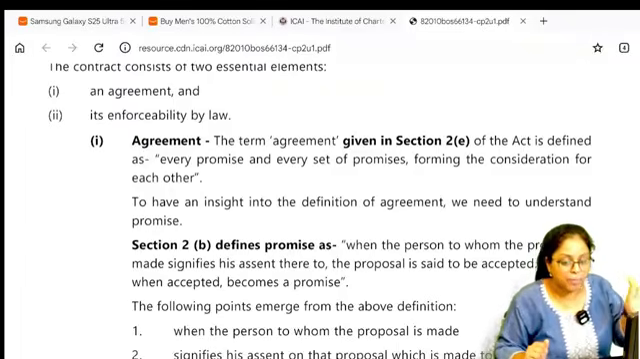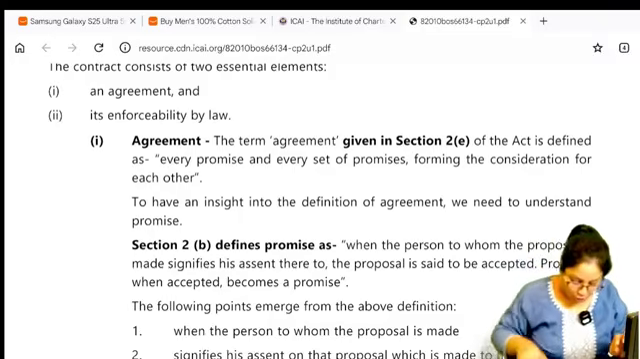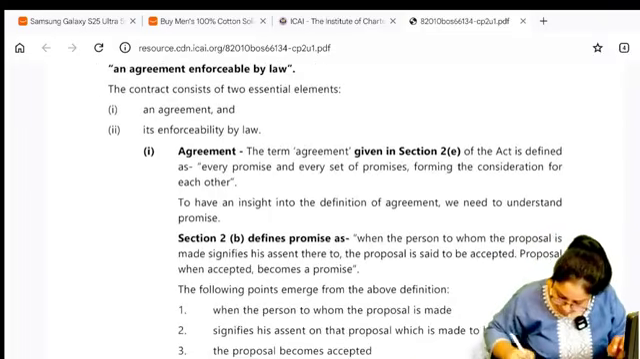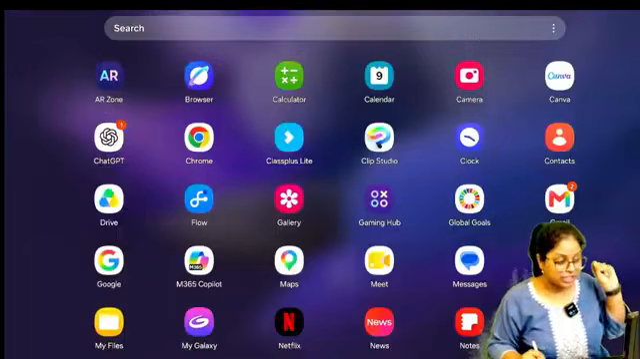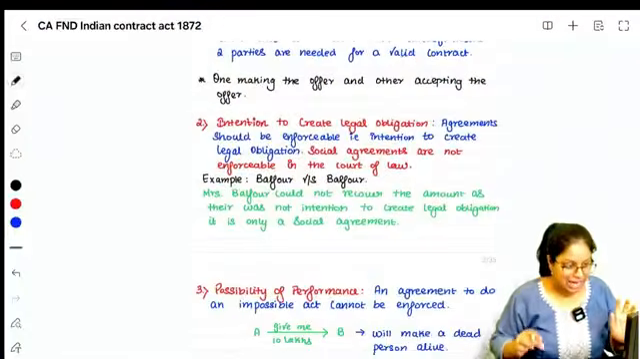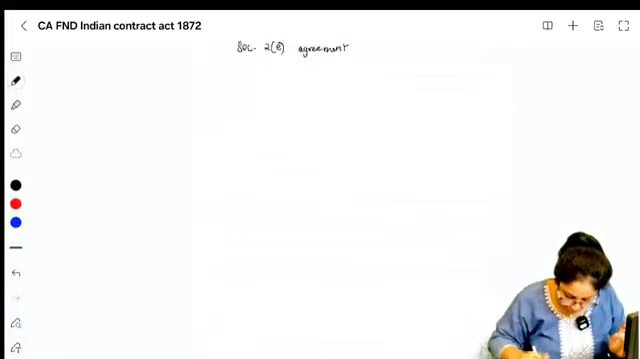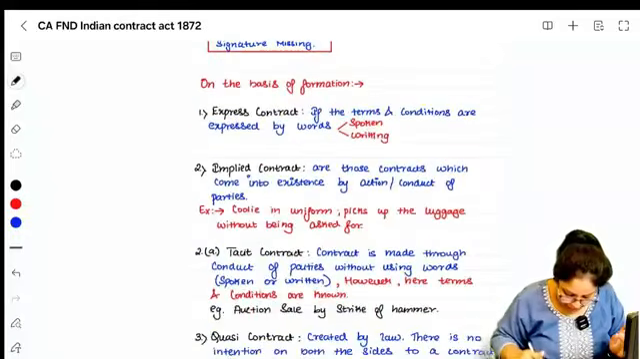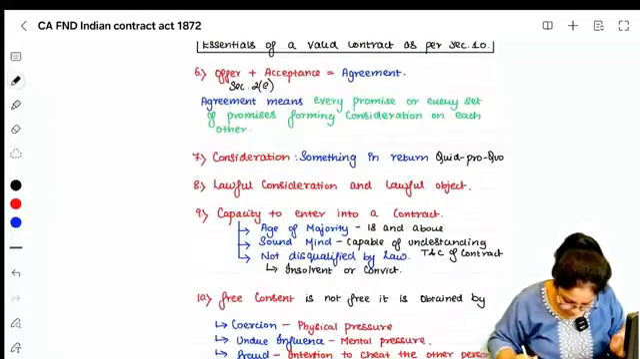Every promise. So we have to study promise, and for that we are going to section number 2A and 2B. In a little while I'll complete all definitions and make you remember. Yes, Akshay, it's 2A and 2B. Let's go to 2A and 2B. Shall we see 2A first? Offer. Where is offer?